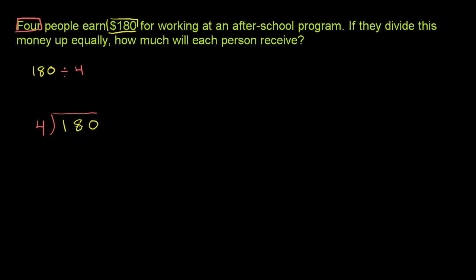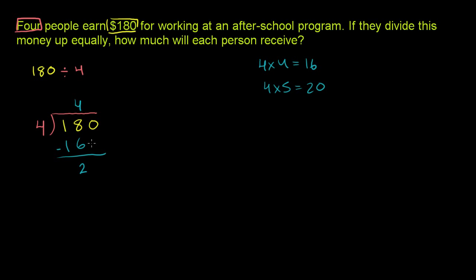4 times 5, let me write this down. 4 times 4 is equal to 16. So that goes into 18. 4 times 5 is equal to 20. So that does not go into 18. So this is going to go into 18 4 times. 4 times 4 is 16. And now we subtract. We essentially find the remainder here. 18 minus 16 is 2.